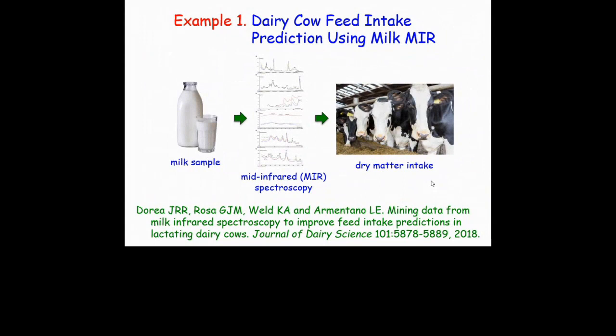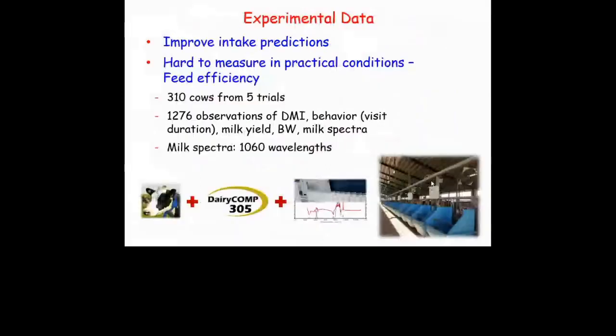So this is an example where we are using mid-infrared, that is very common to look at the composition of milk, but here actually we are using the infrared spectroscopy to predict feed intake in dairy cows. Okay? So that's an example. I won't have time to go into details, but I'm going to show examples of applications, and then we can discuss, or you approach me afterwards if you're interested in discussing any of these examples here.